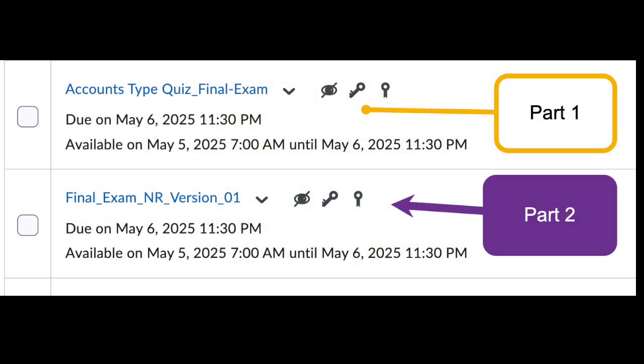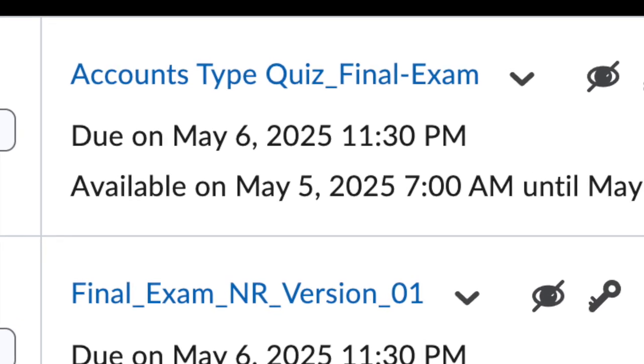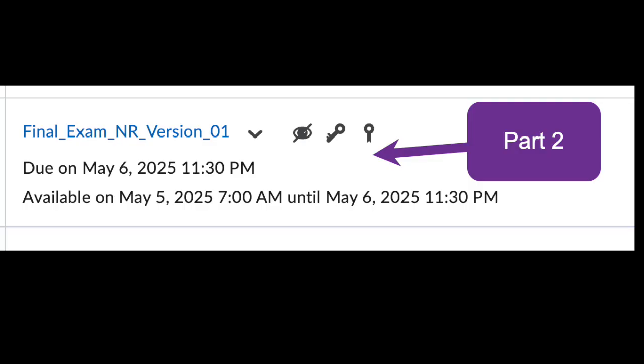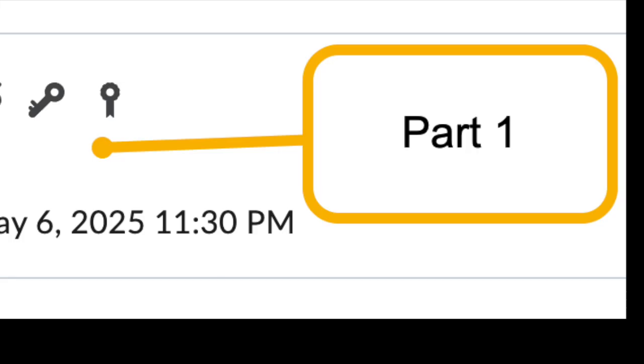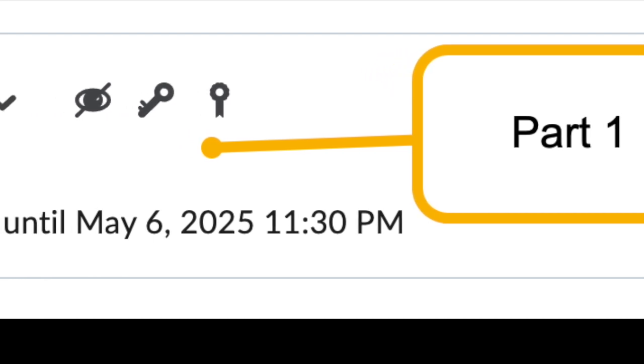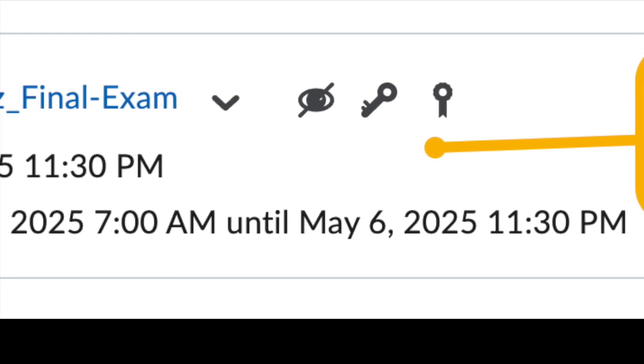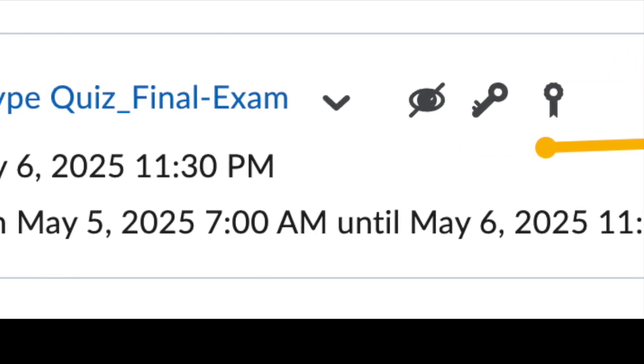When you actually take the final exam and you go onto the D2L page, you will actually see two tests. You'll see the accounts type quiz final exam, and you'll see an exam labeled final exam alternative. The first one, the accounts type quiz final exam, will assess your understanding of basic accounting. You will have approximately 15 minutes to do that portion of the exam.